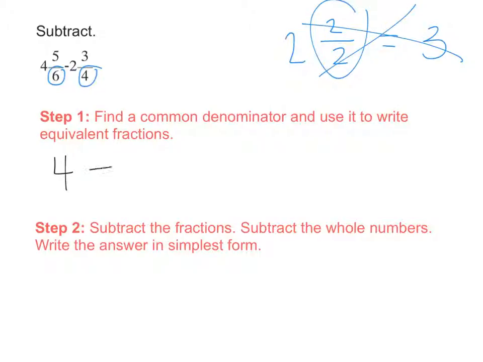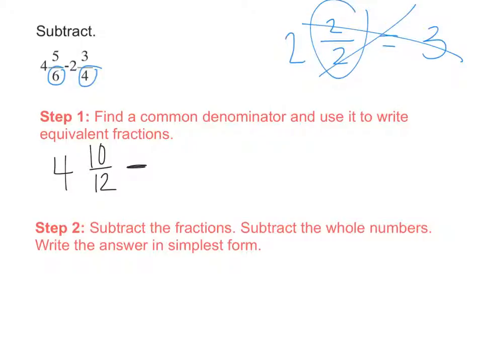And instead of having 5/6, I want something over 12. Now, what did I have to multiply the denominator of 6 by to get 12? Harshita? 2. So that means I need to multiply my numerator of 5 also by 2. So Harshita, what's 5 times 2? 10. Okay.